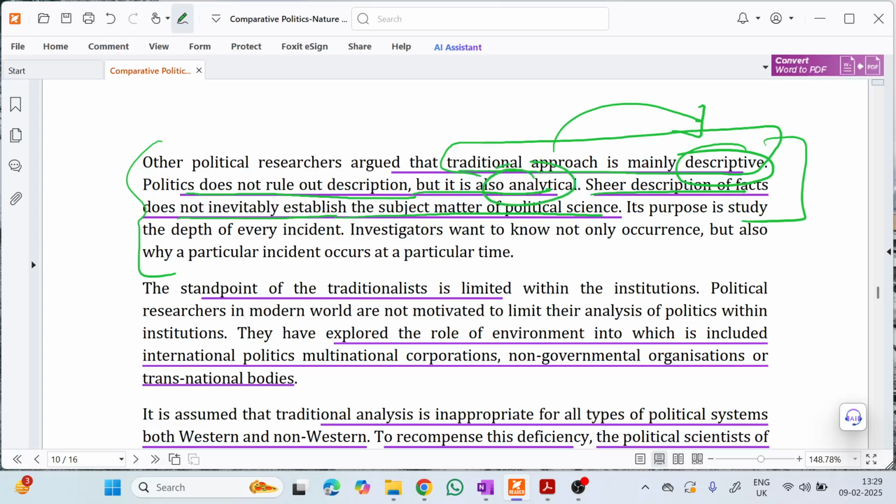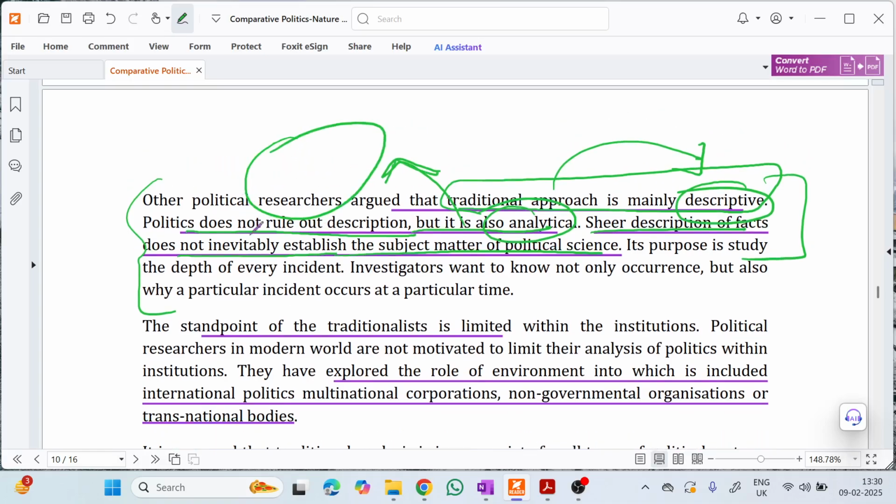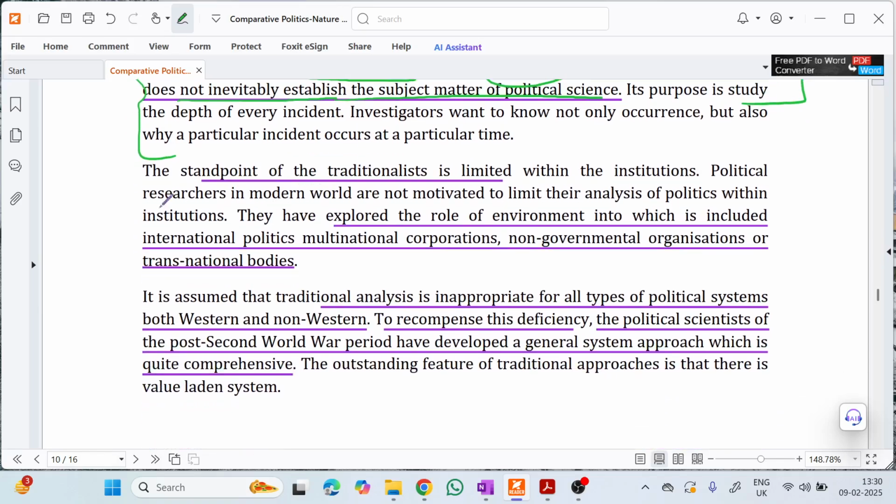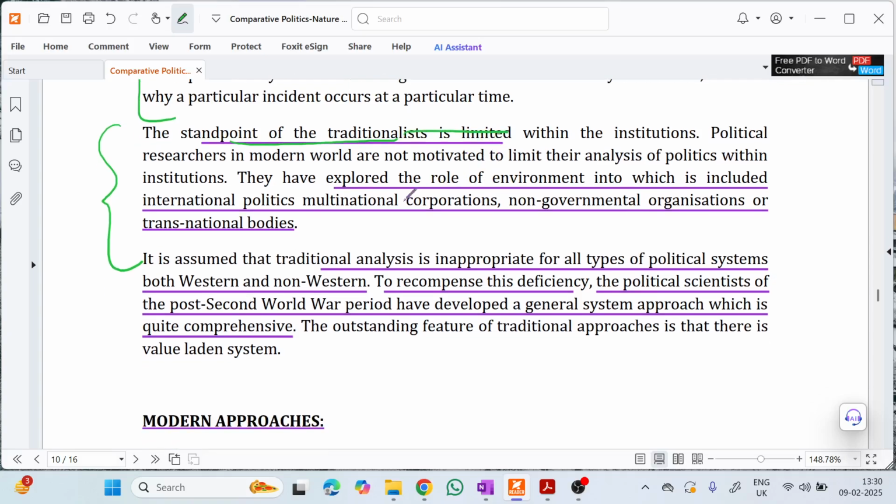There needs to be analysis. There needs to be an element of pattern finding so that the analysis can act as a template for the students of political science of a particular age. They can work upon them to find many areas in which to find their own niche. Then the standpoint of the traditionalist is limited within the institution. They have not explored the role of the environment, which includes international politics, multinational corporations, non-governmental organizations, or transnational bodies.